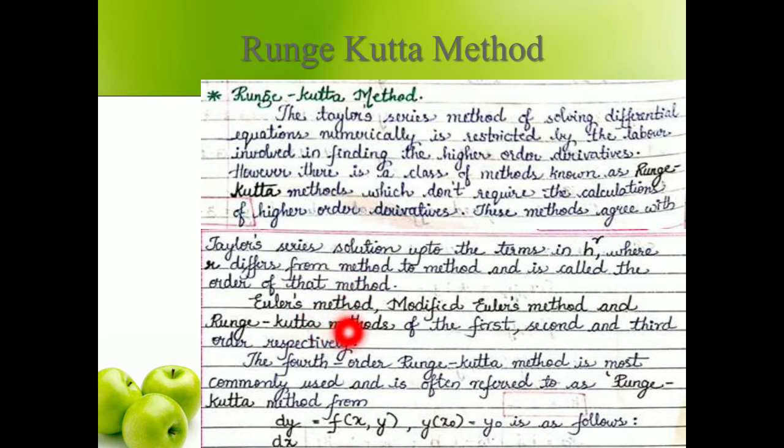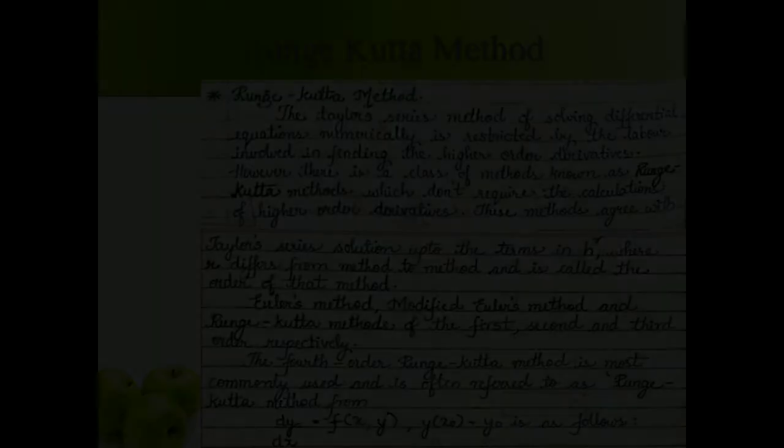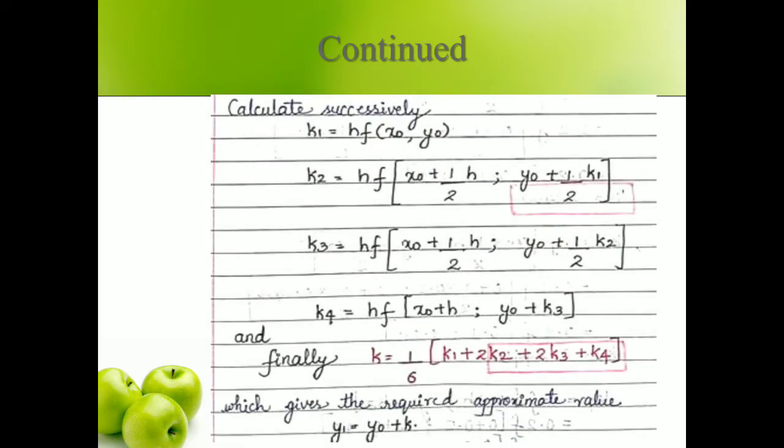Euler's method, modified Euler's method and Runge-Kutta methods are of first, second and third order respectively. The fourth order Runge-Kutta method is most commonly used and is often referred to simply as the Runge-Kutta method. For dy by dx equal to f of x, y, with y of x naught equal to y naught, it is given as follows. The formula goes like this.